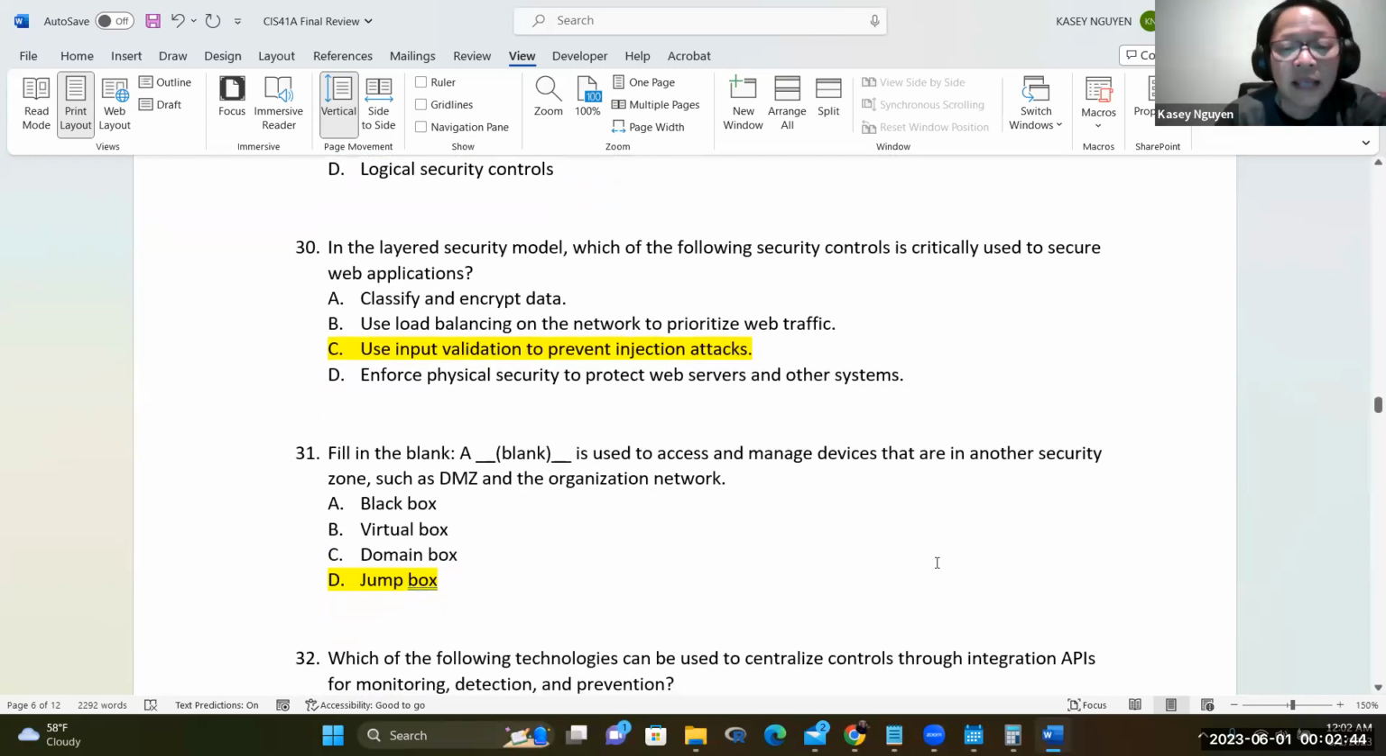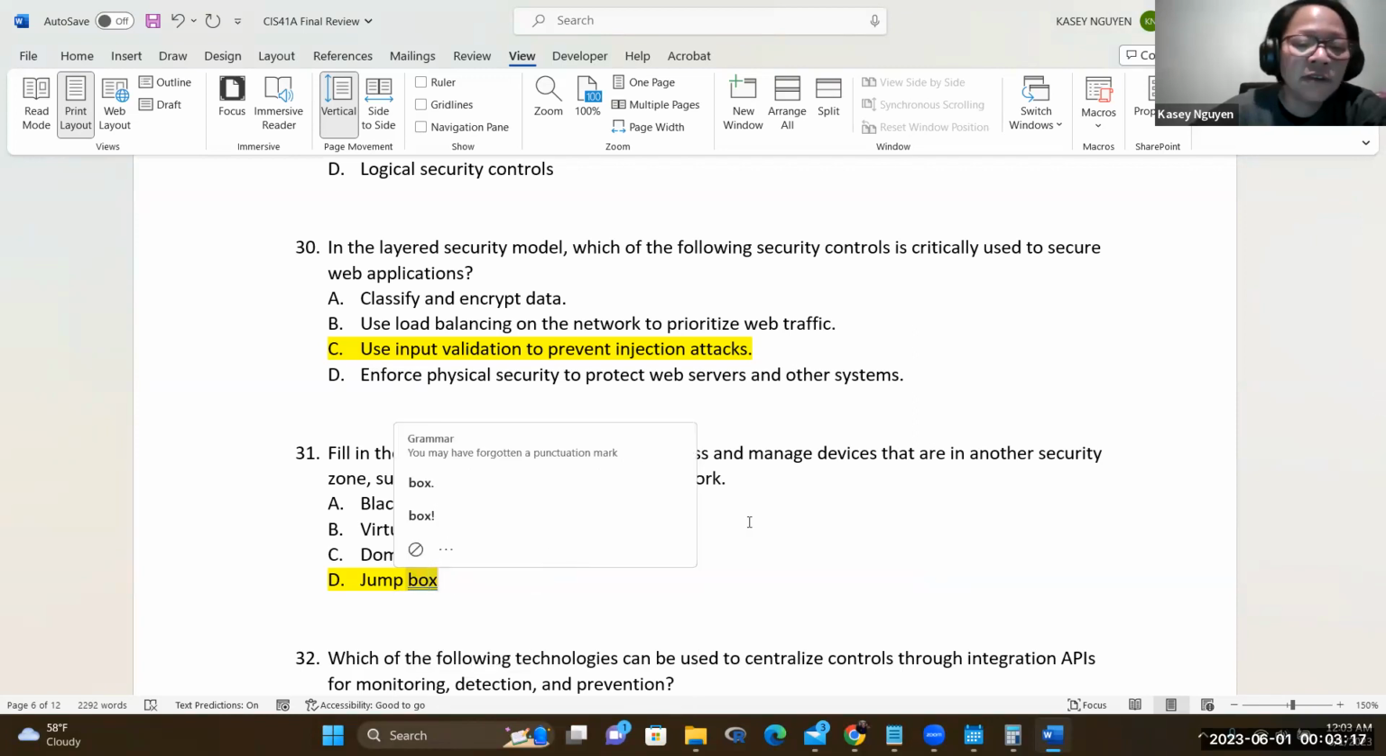31, fill in the blank. A blank is used to access managed devices that are in another security zone, such as the DMZ and the organization network. And that would be your jump box. A jump box is used to manage devices that are outside of your zone. So in the area of the DMZ, where it is partially public, we want to use a jump box to be able to do this. And you can use multiple jump boxes for different zones and subzones. So we want to select D for number 31.